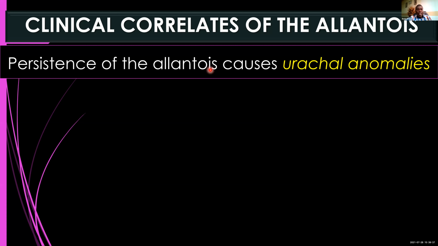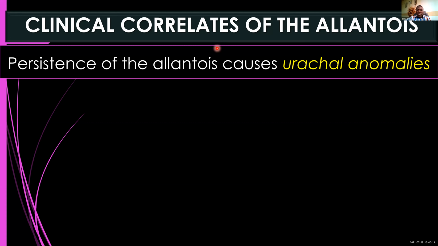Now let's talk about the clinical importance of the allantois. This is likely based on the persistence of the allantois. Now, we have said that the allantois is supposed to basically form the urinary bladder on the lower part, and on the upper part is supposed to involute first as urachus, then becoming a median umbilical ligament, which connects the urinary bladder to the umbilicus.